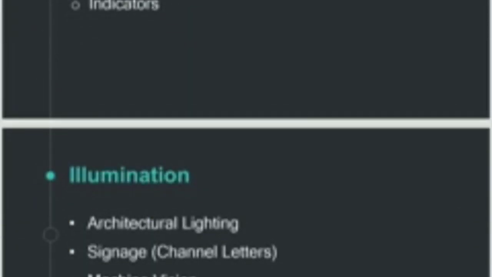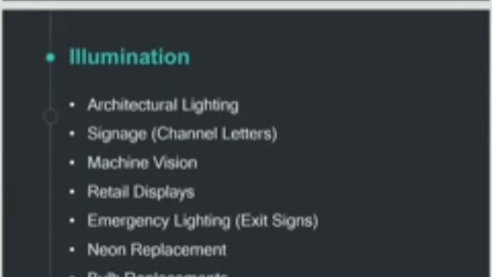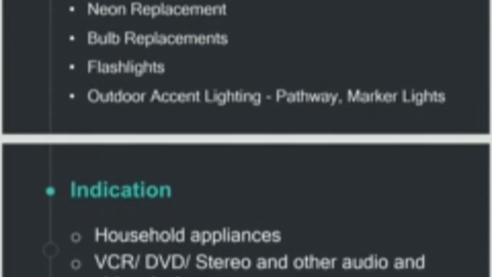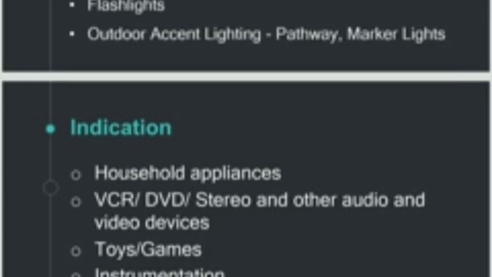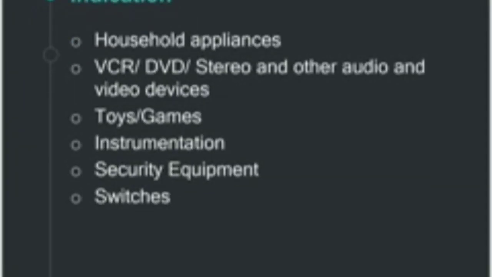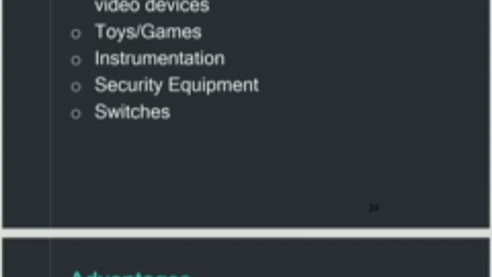Here are some applications of LEDs: sensor applications, mobile applications, sign applications, LED signals, illuminations, indicators. What is illumination? Illumination includes architectural lighting, signage such as channel letters, machine vision, retail displays, emergency lighting such as exit signs, neon replacement, bulb replacement, flashlights, outdoor accent lighting, pathway marker lights. Indications: household appliances, VCR, DVD, stereo and other audio and video devices, toys or games, instrumentation, security equipment, switches.